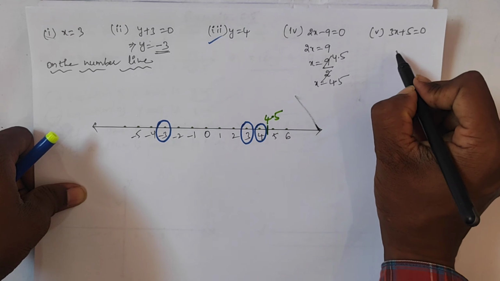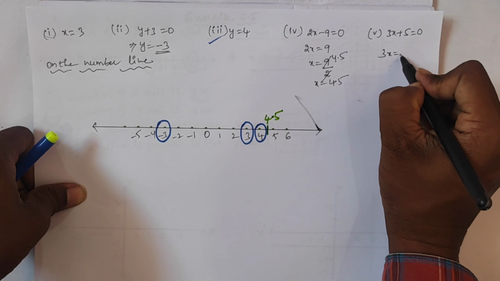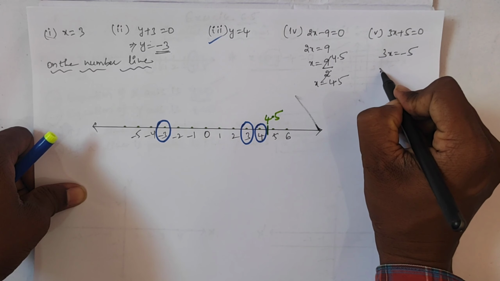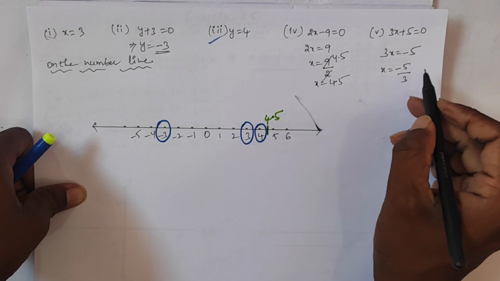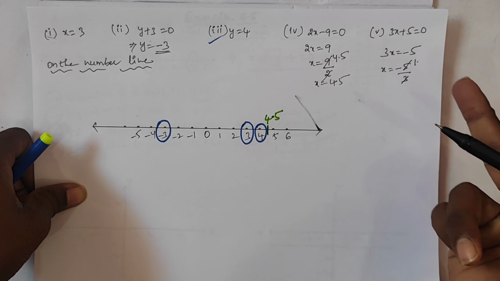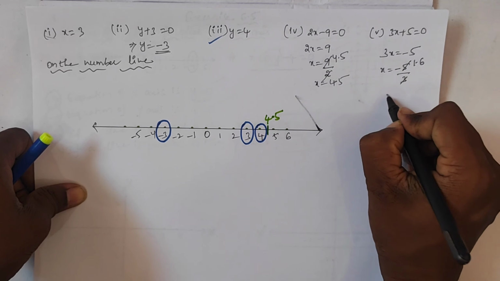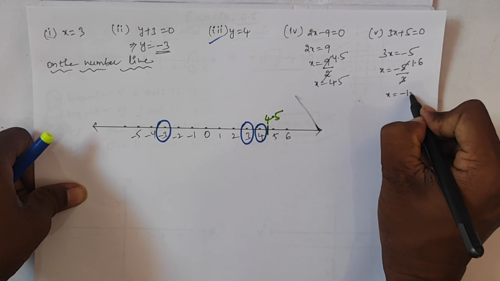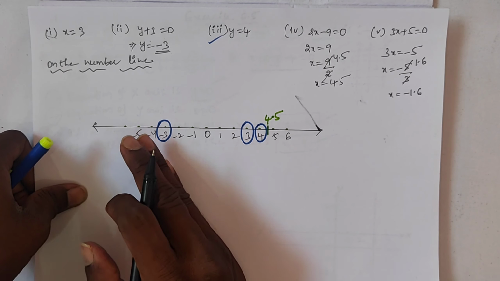Next, last one. 3x plus 5 equals 0. This one you have to solve. 3x equals, transposing, plus 5 becomes minus 5. Then x equals minus 5 by 3. 3 ones are 3, 2 will be left. If you take the point, it becomes 0. 3 sixes are 18. Approximately minus 1.6. It is a negative term, so it lies to the left side of 0.